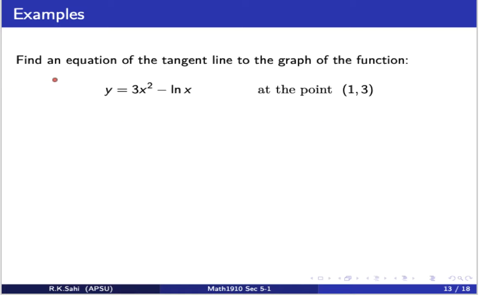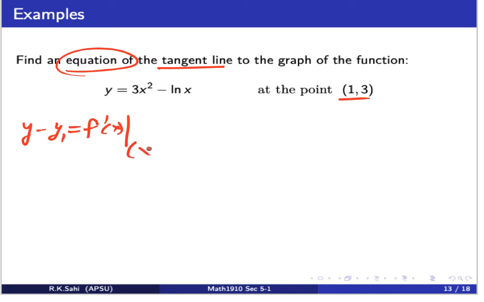So we would like to find an equation of the tangent line to the graph of the function given below, y equals 3x squared minus natural log of x at the point (1, 3). If we remember the equation of a tangent line as y minus y1 equals f prime of x evaluated at the point (x1, y1) times x minus x1, basically we just have to find the y prime and evaluate it at (x1, y1).